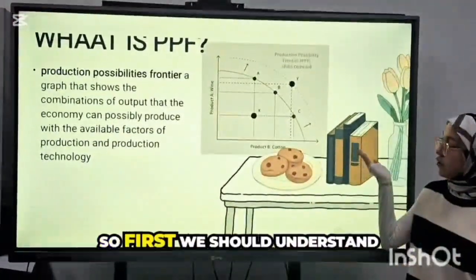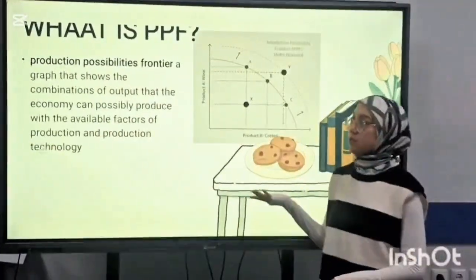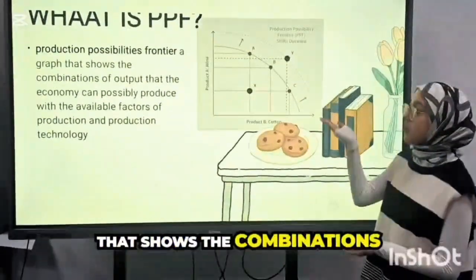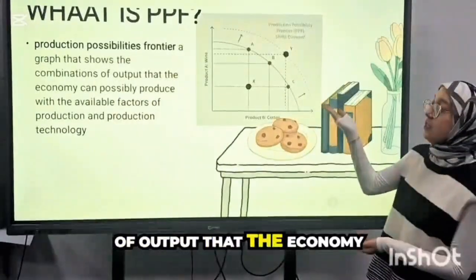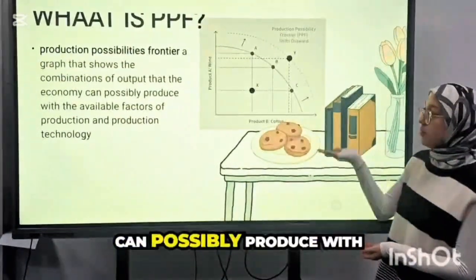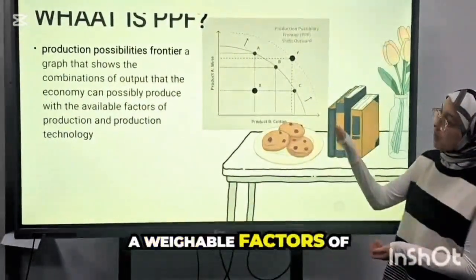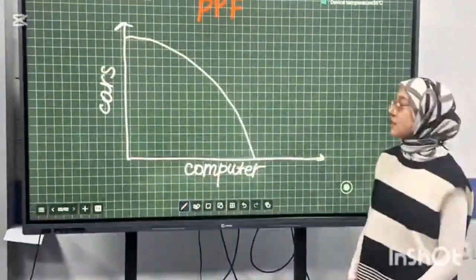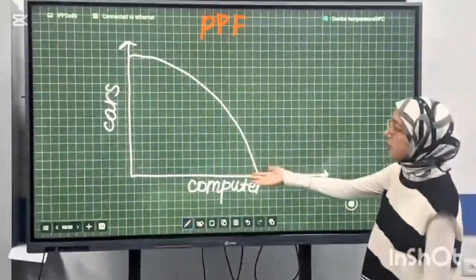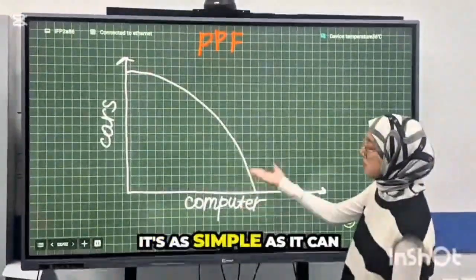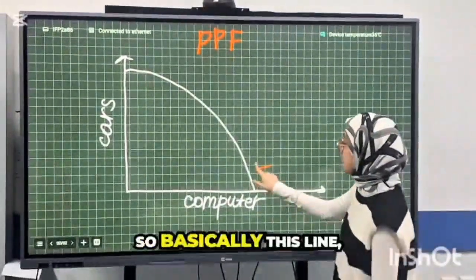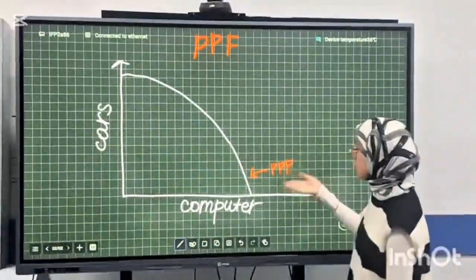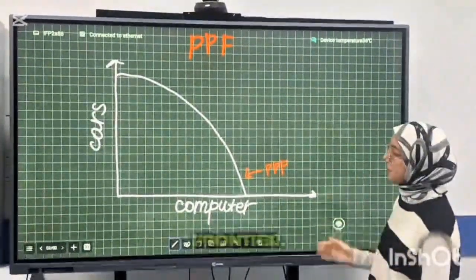So our next subtopic is the production possibilities frontier, or as we call it for short, PPF. First, we should understand what PPF means. It's basically a graph that shows the combinations of output that the economy can possibly produce with available factors of production and production technology. So here's our graph of PPF. It's as simple as it can be. This line is called the PPF, production possibility frontier.